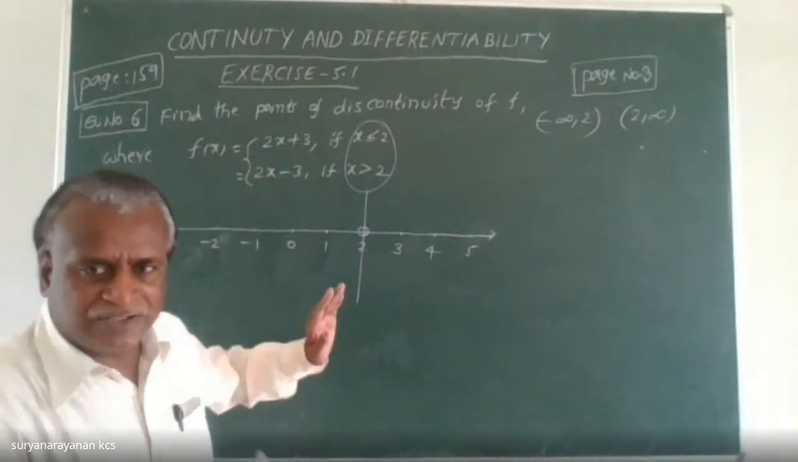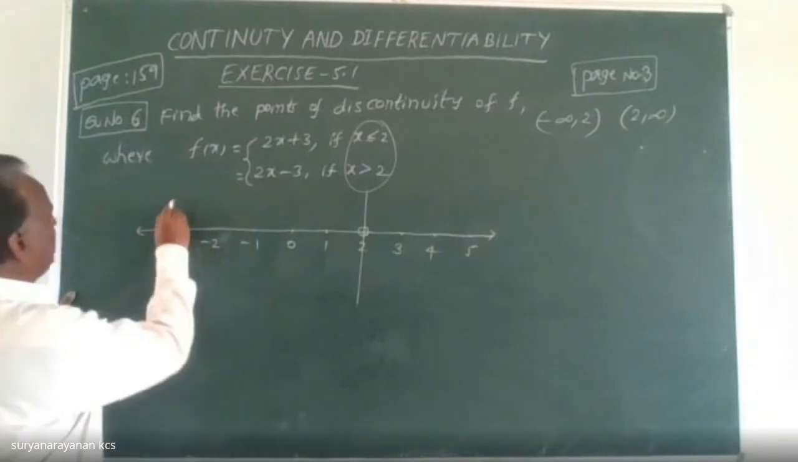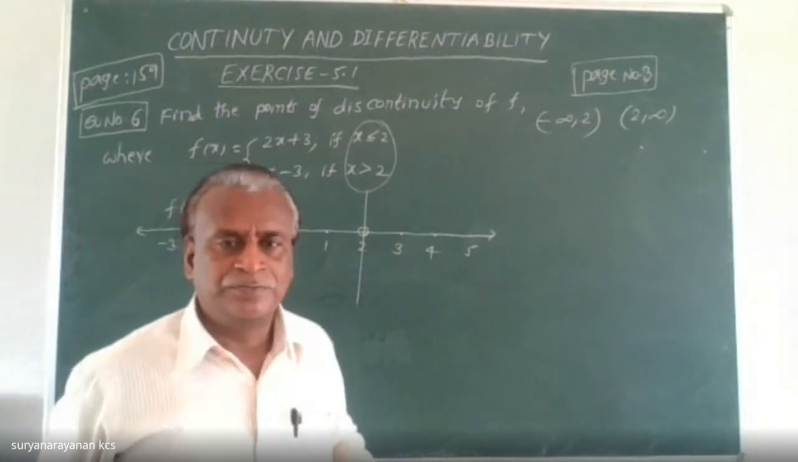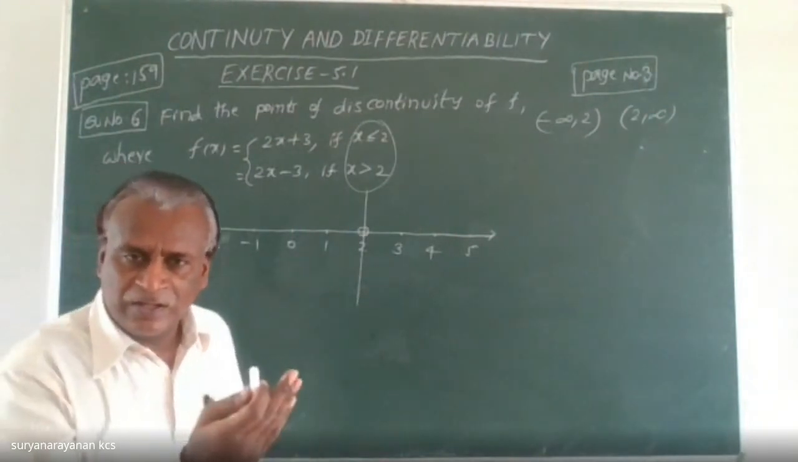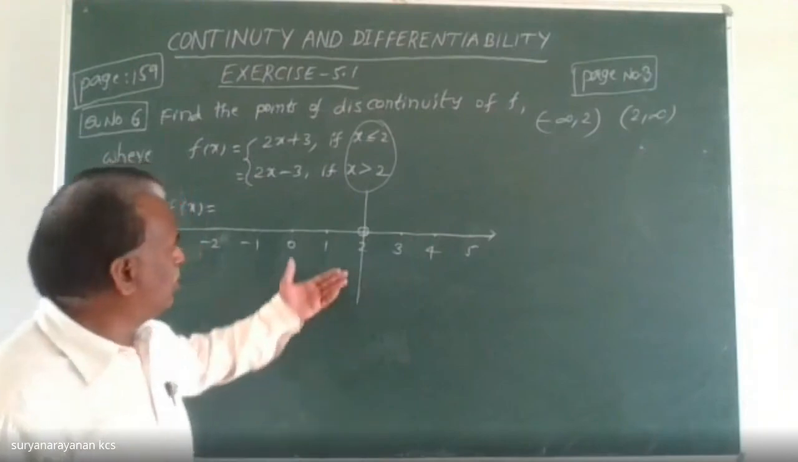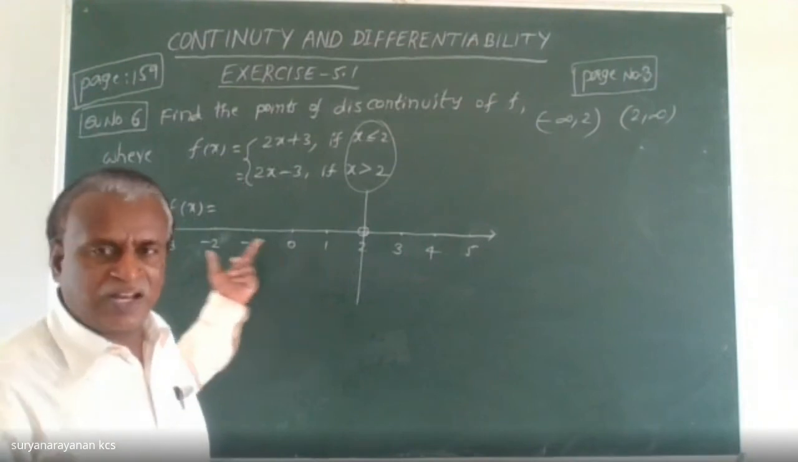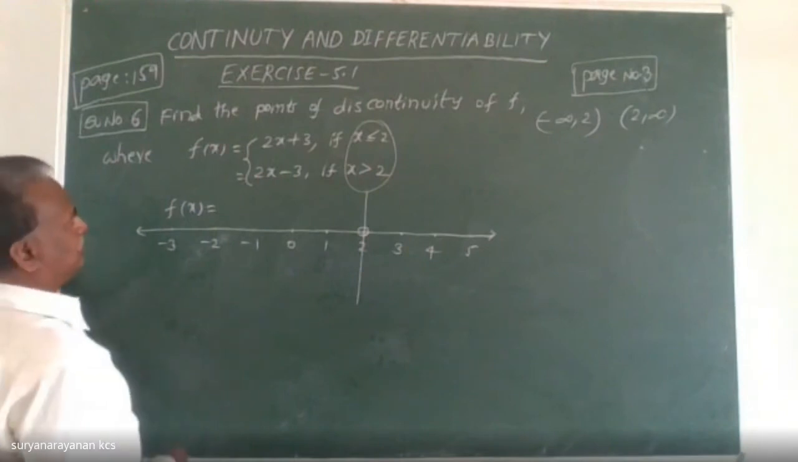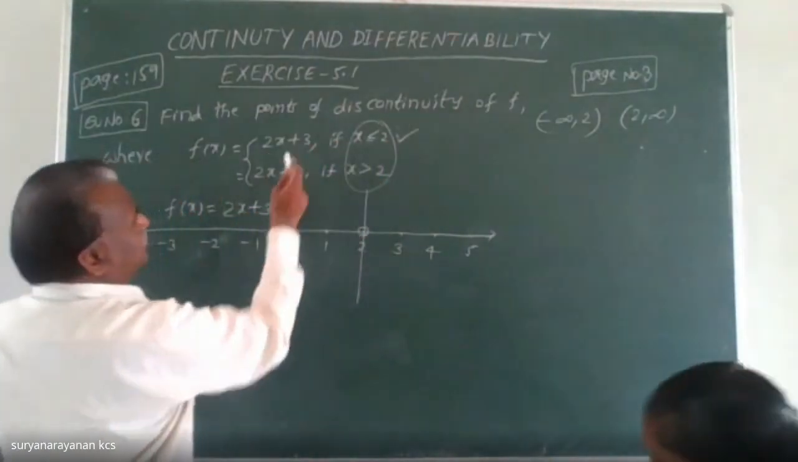Now let us write the functions in each interval. What is f of x in this interval? In this interval, the x values are less than 2. For example, 1 is less than 2, 0 is less than 2, minus 1 is also less than 2. All these numbers are less than 2. Then what is f of x? 2x plus 3, yes, 2x plus 3.